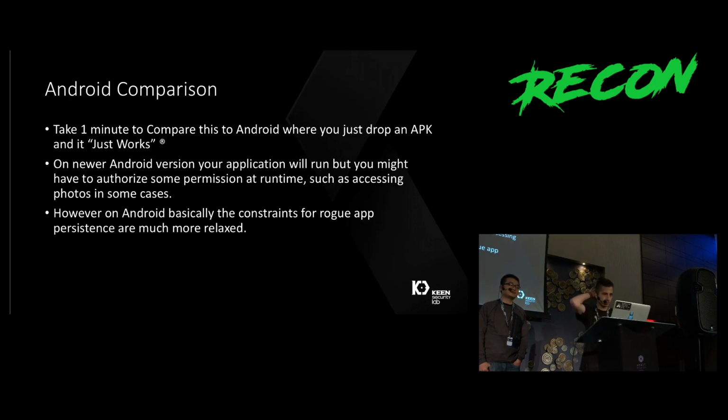If you take 30 seconds to compare iOS to Android, it's very interesting because on Android you can just drop an APK and you can self-sign your own code basically and it just runs. But on iOS you cannot. On newer versions of Android it is a little bit better because you have to authorize manually some sensitive action with a pop-up, but your code is still running. The malicious code is already running. So to summarize, on iOS it seems much more difficult.